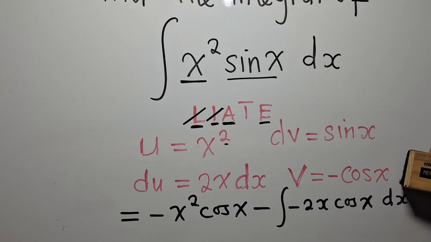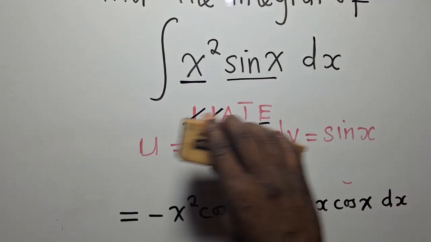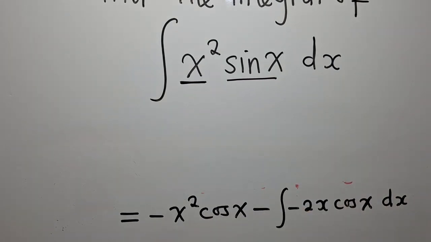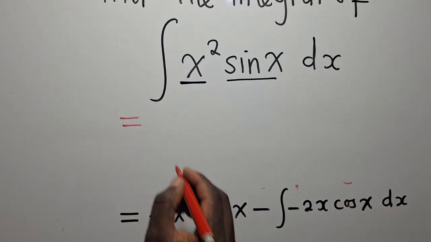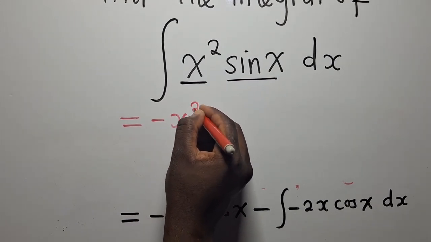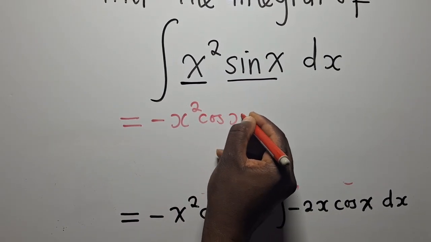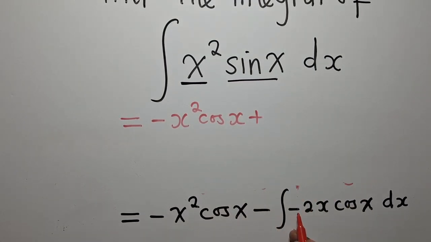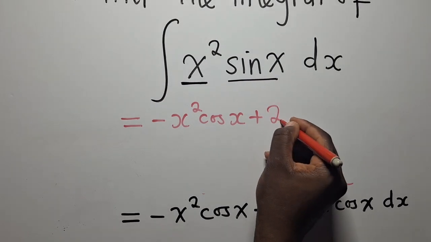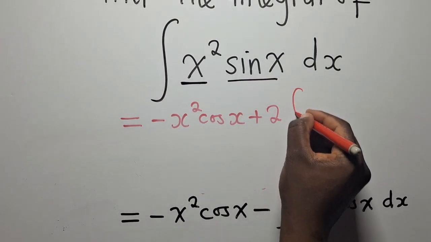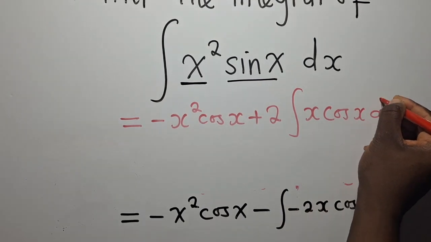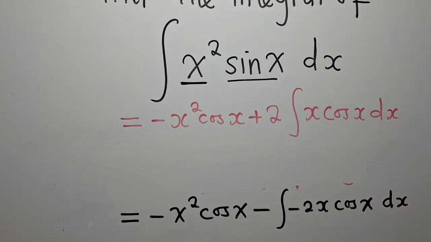So let me copy it, so that we understand or we see how it's moving. So we've got negative x power 2 cos x plus, because negative times negative, it's positive. And then this 2, it's a constant. It can come outside. It's fine. You remain with x cos x dx. Like that. Okay? Hopefully you're able to see.